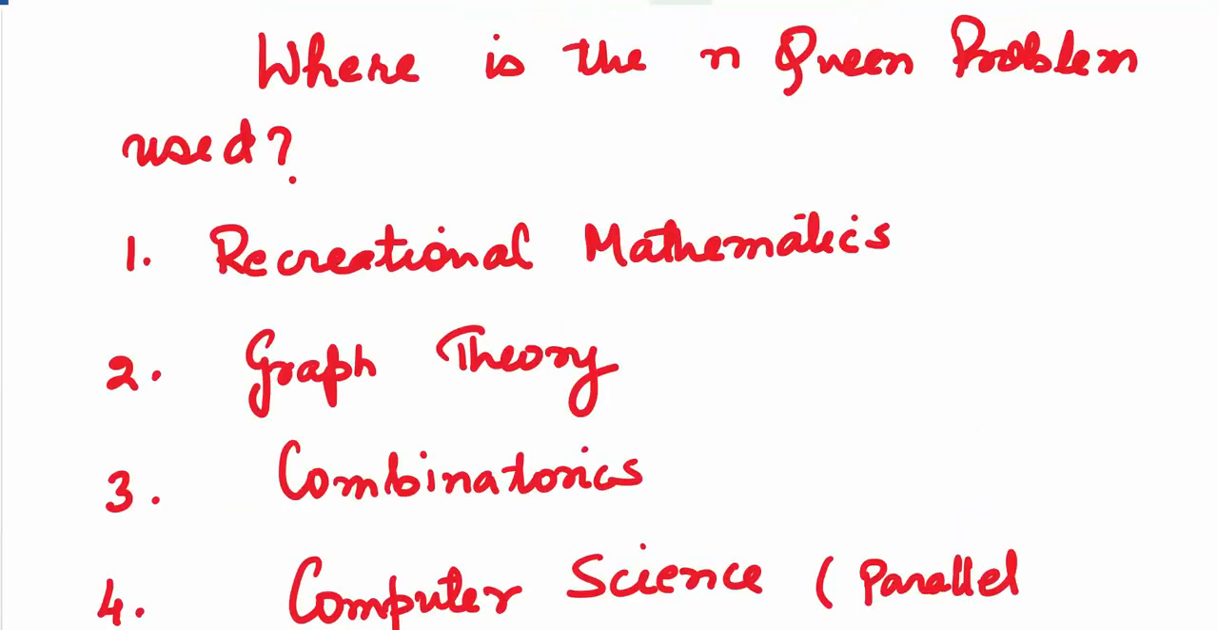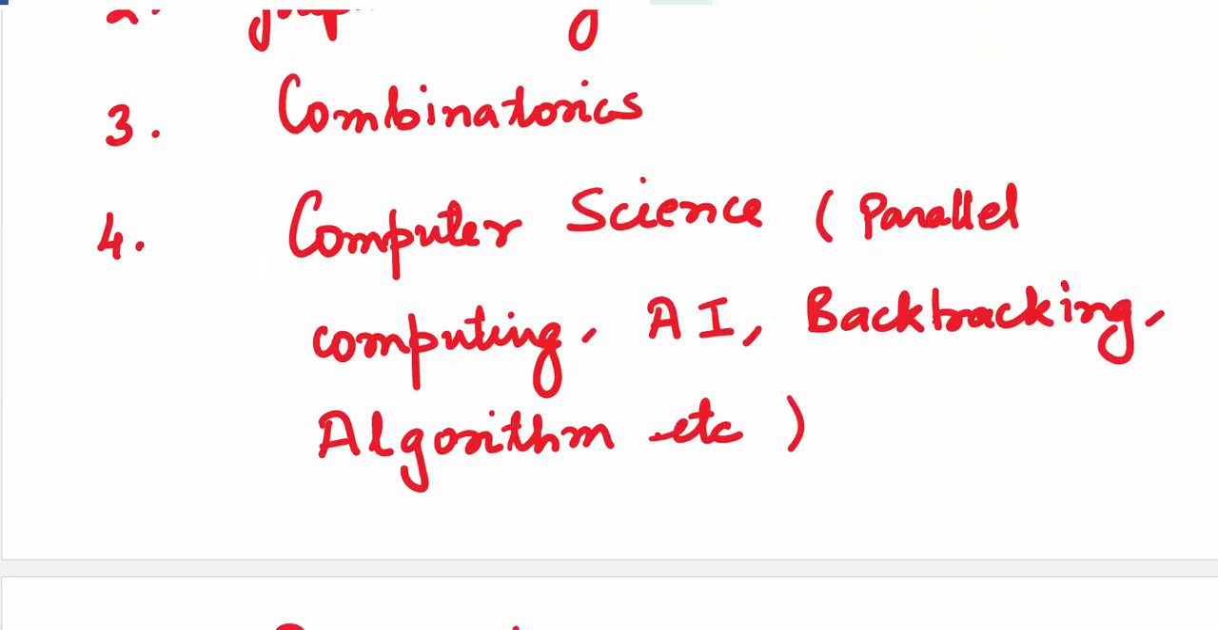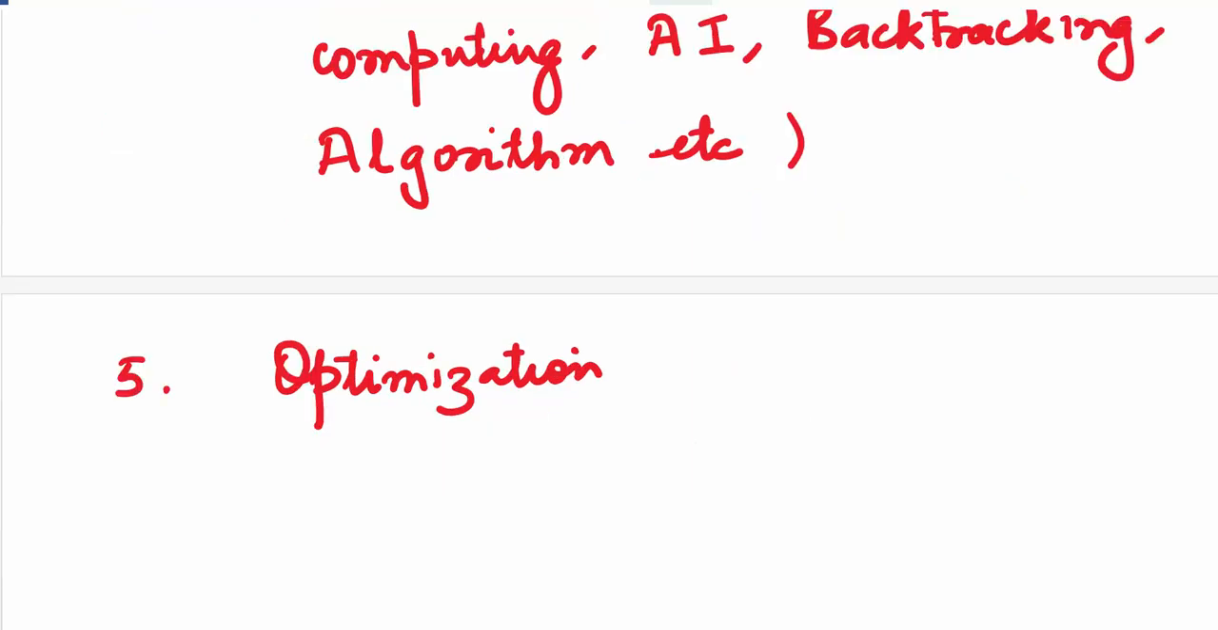So where is this n-queen problem used? It's used in mathematics, in recreational mathematics, graph theory, combinatorics, computer science, for parallel computing, artificial intelligence, backtracking algorithms, and in optimization. There are so many places where it is being used.